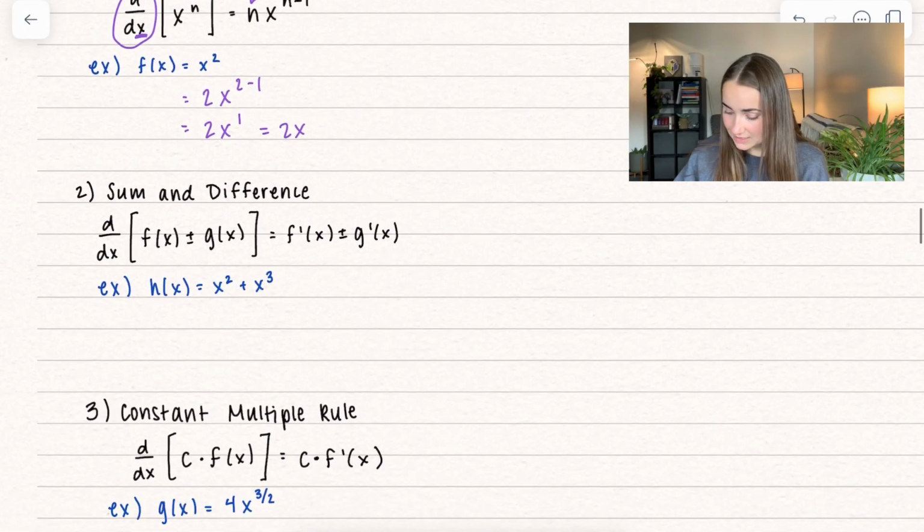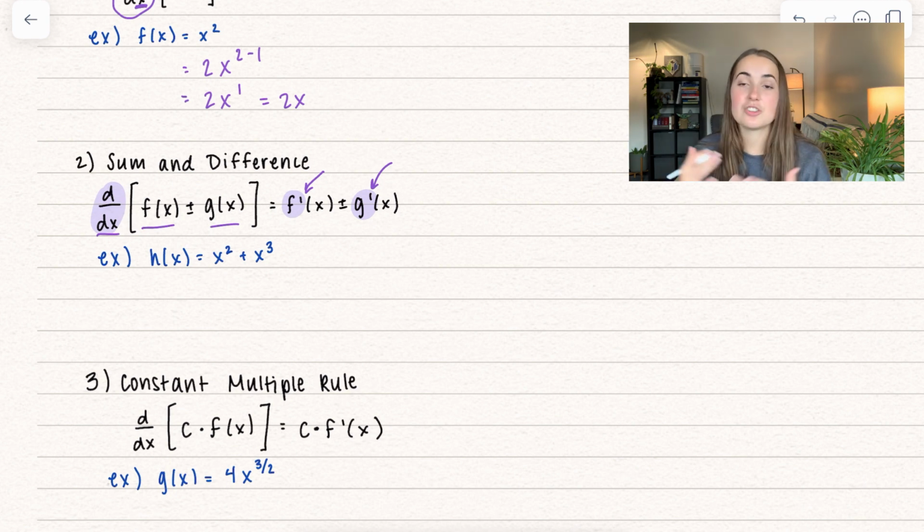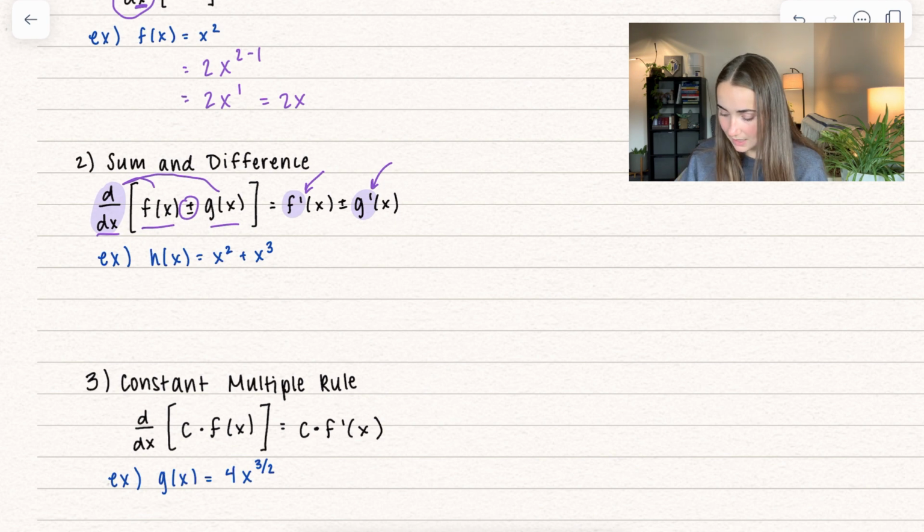So let's go over some other basic rules. Second, here we have the sum and difference. When we're taking the derivative of two separate functions, we can actually take the derivative of each of them individually. So remember, this little prime here means that we took the derivative, and also d dx also means derivative. They're just two different notations for the same thing. So it's kind of like the distributive property. We can distribute the derivative to both parts across the plus and the minus. So here we have an example, h of x equals x squared plus x cubed.